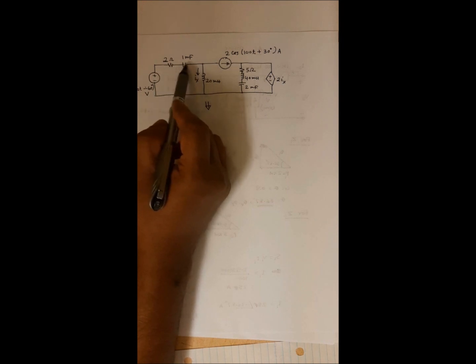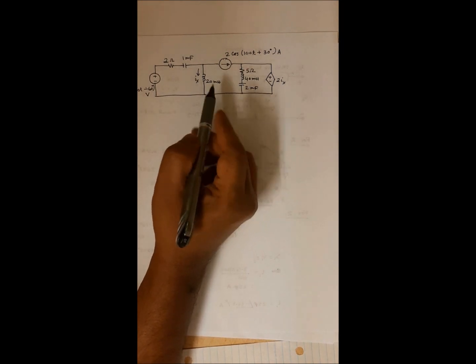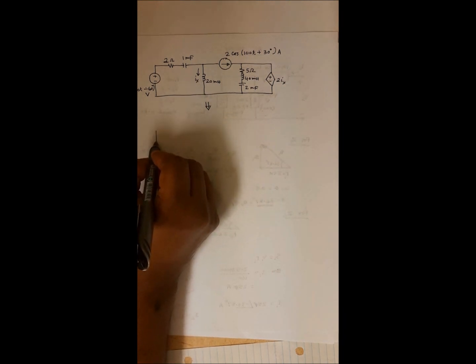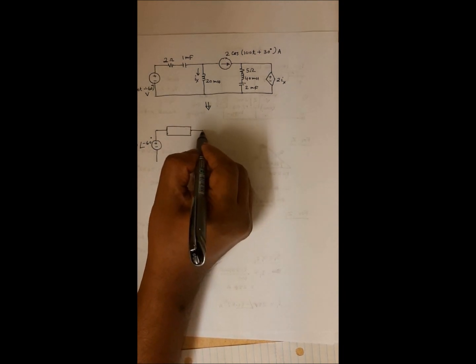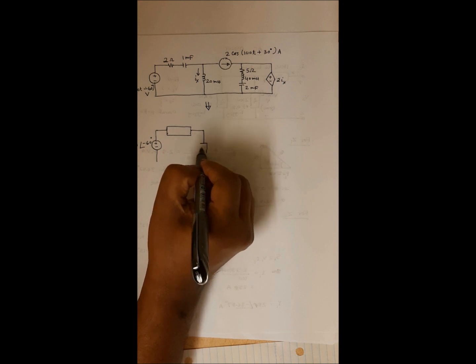At first I will convert this time domain to frequency domain, and also I'll combine these simple impedances together, like these three that are in series. We'll combine them together. So let me redraw the circuit. It will be 20 with angle negative 60 degrees, and also this value.